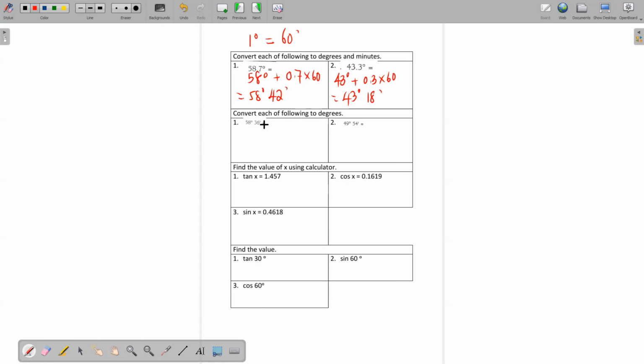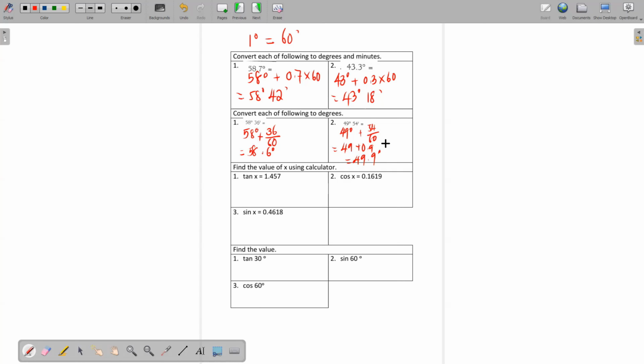Next, how about if degrees and minutes change into degrees? We look at the first one. The 36 minutes, we have to divide by 60, so we get 50.6 degrees. And then this 49 degrees plus 54 divided by 60, so you get 49 plus 0.9, then we get 49.9 degrees.